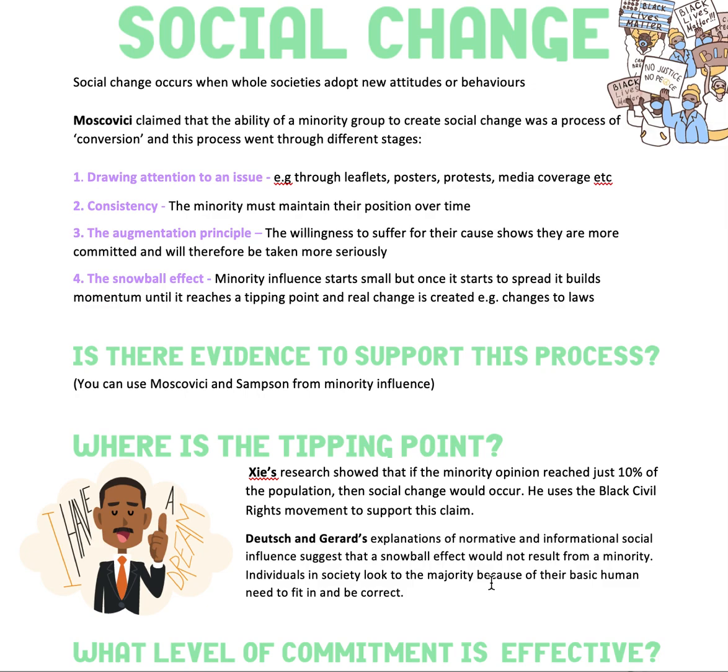But then the against is that a minority can't achieve social change whilst they're still a minority, because of the explanations of normative social influence. So Deutsch and Gerard refer to normative social influence, and a snowball effect would not result from a minority. Individuals look to the majority in society because they believe they're correct or because they want to fit in. So people wouldn't show their support for a cause if it wasn't the majority of society, because that doesn't fit with the reasons why people do conform to others.